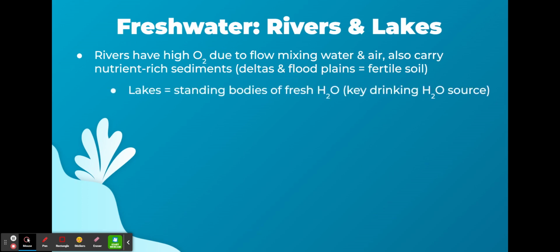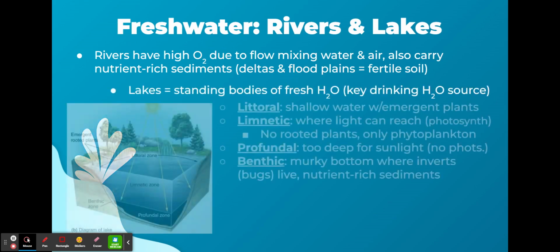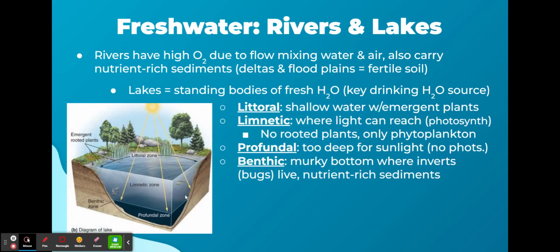Lakes are standing bodies of fresh water. Lakes are divided into four primary zones. First is the littoral zone, which is shallow water with emergent plants. Next is the limnetic zone, where light can reach for photosynthesis, but there's no rooted plants, only phytoplankton. In the littoral zone, the main plants you're going to find are unrooted ones, like lily pads.